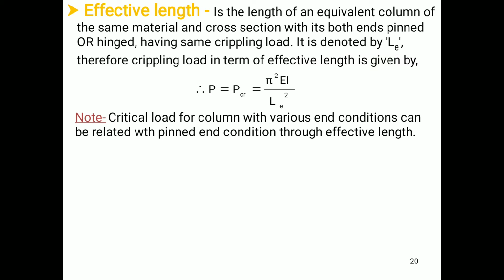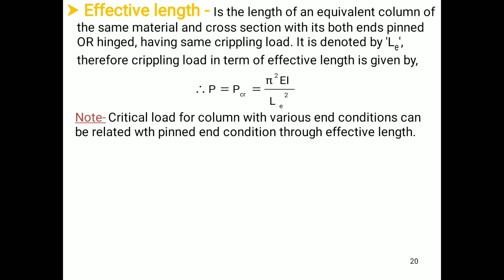Therefore, the crippling load in terms of effective length is given by P = PCR = pi square EI upon L effective square. Okay, so this is actually Euler's formula, expressed in terms of the effective length. So we are putting the value of effective length instead of length. P becomes PCR, both are the crippling load, and it is equal to pi square EI upon L effective square.